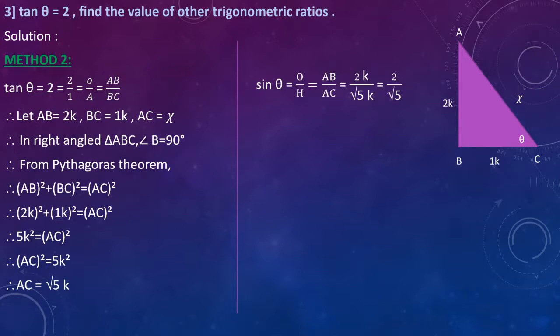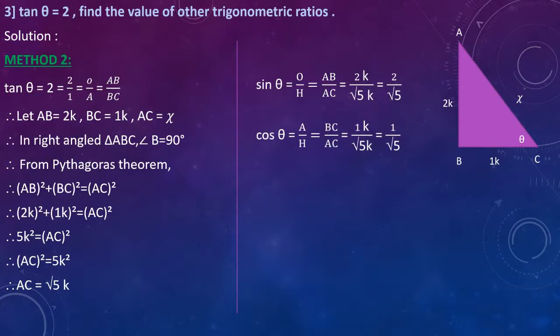So let us start. First let us begin with sine ratio. Now sine theta is opposite upon hypotenuse. So the opposite side of theta is AB and the hypotenuse side is AC, which is equal to AB is what? 2K, and AC is root 5 into K. Now K and K in the numerator and denominator will get cancelled and we get 2 upon root 5. So therefore sine theta is 2 upon root 5.